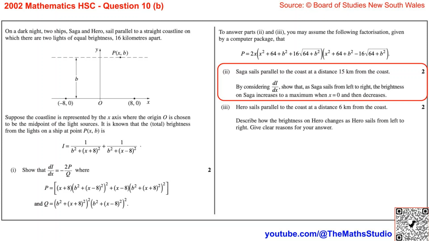To answer parts 2 and 3, you may assume the following factorisation given by a computer package that P equals 2x times (x squared plus 64 plus b squared plus 16 times the square root of (64 plus b squared)) in brackets times (x squared plus 64 plus b squared minus 16 times the square root of (64 plus b squared)) in brackets. Part 2. Saga sails parallel to the coast at a distance of 15 kilometers from the coast. By considering dI/dx, show that as Saga sails from left to right, the brightness on Saga increases to a maximum when x equals 0 and then decreases.